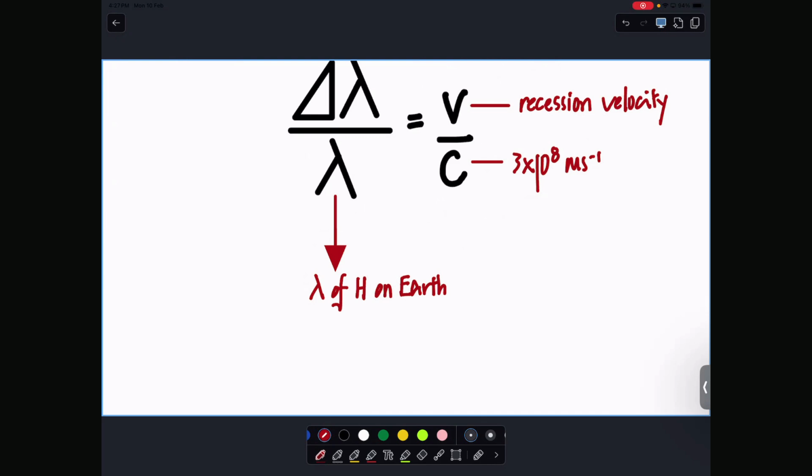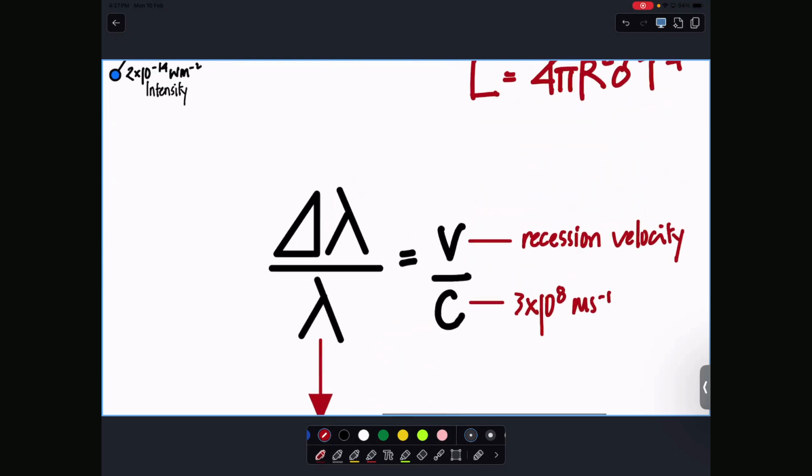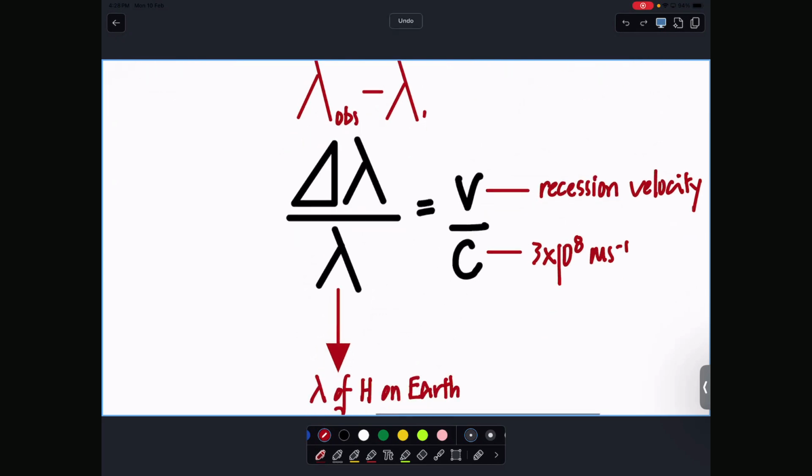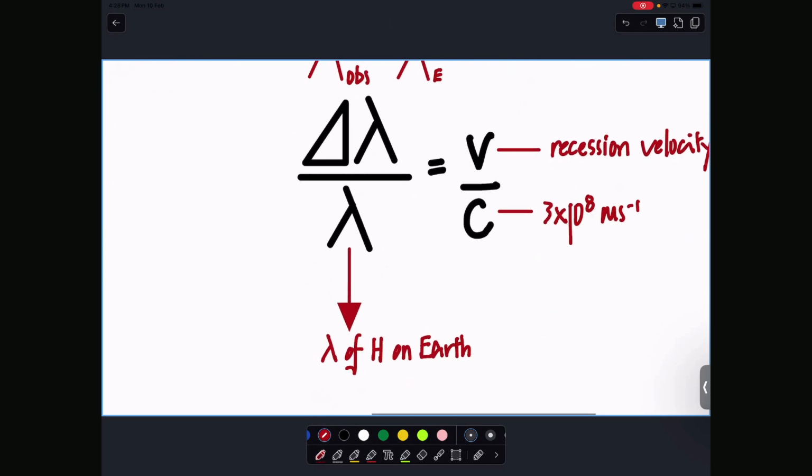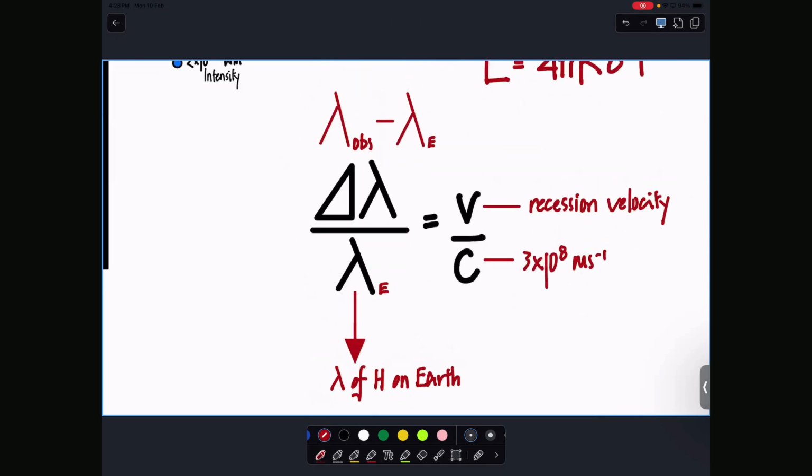This is the Earth value that we can figure out, right? And the change in lambda is lambda observed, meaning from our stars and galaxies, minus lambda on Earth. So I gave the original one as E. You don't write this E in the exam, I'm just giving it to explain, okay? So that's your change in lambda.